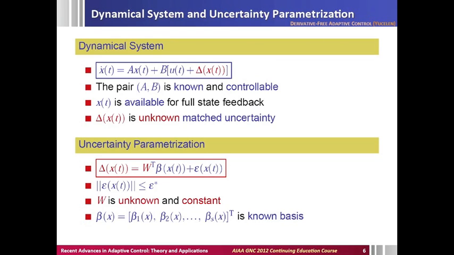So here, delta of x of t unknown makes uncertainty in the classical sense, and this is the classical uncertainty parametrization. In order to handle time variations or state-dependent unstructured uncertainties, we need to assume that we also have an additional residual error. And beta of x is a known basis. If it is unknown, again, you can just use neural networks, so without loss of generality.